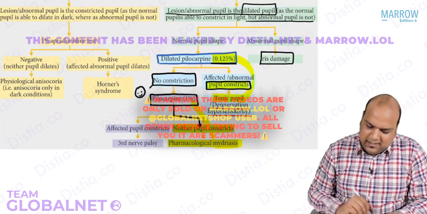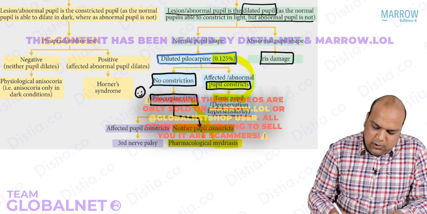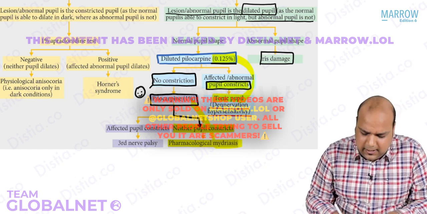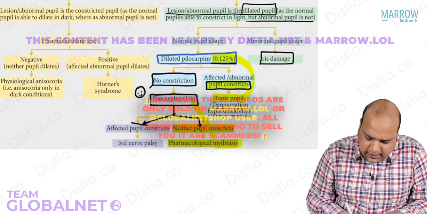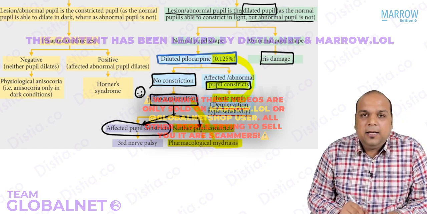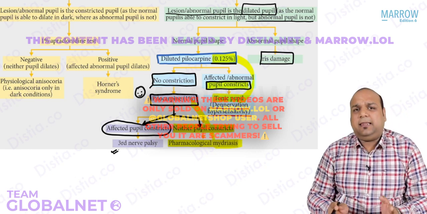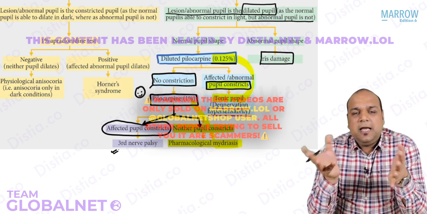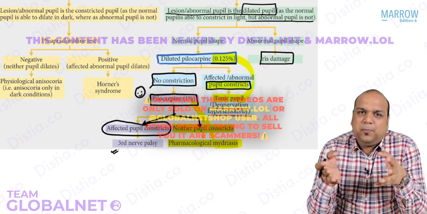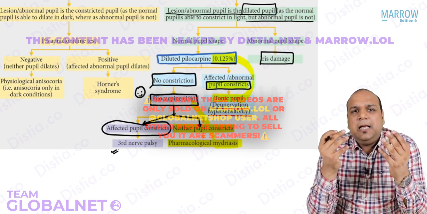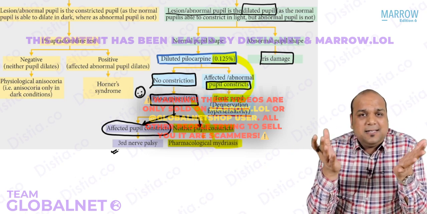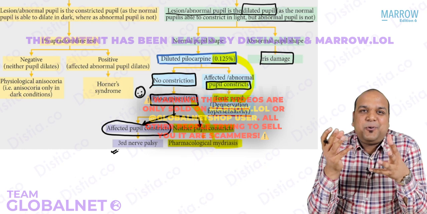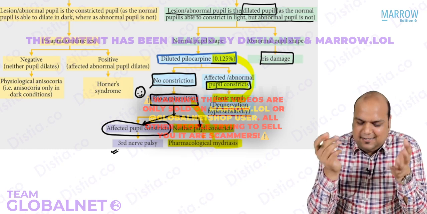Okay. Now, lastly, if I put pilocarpine 1%, everybody, and my affected pupil constricted, that means I had some other cause like third cranial nerve palsy. Third cranial nerve palsy also leads to mydriasis, but in that case, my pupil will be able to constrict with 1% pilocarpine. That is how we resolve the dilemma of anisocoria in light conditions.